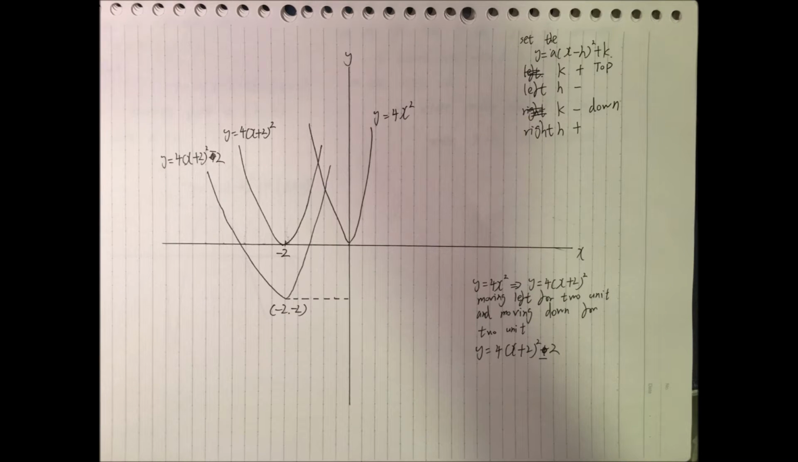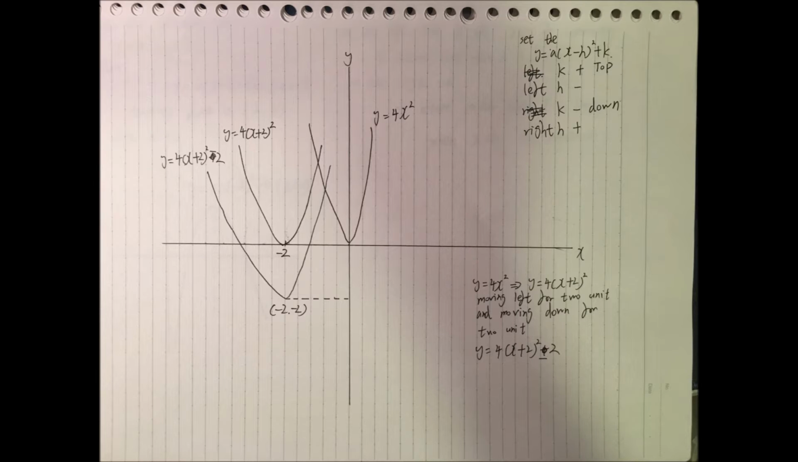And then, if I want to move the graph from left to right, starting from the original y equals 4 times x squared, to move to the left by 2 units, it will be y equals 4 times (x plus 2) squared. And also, to move down by 2 units, it will be y equals 4 times (x plus 2) squared minus 2. So here we can draw a little conclusion.